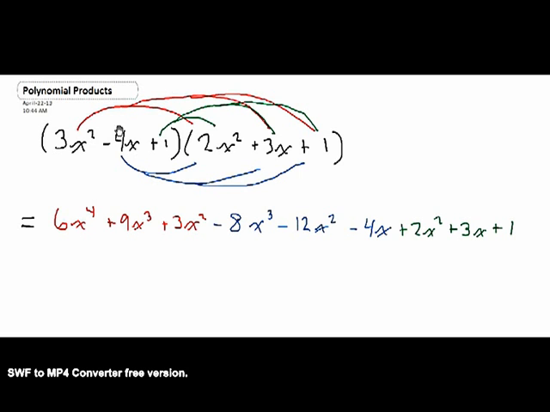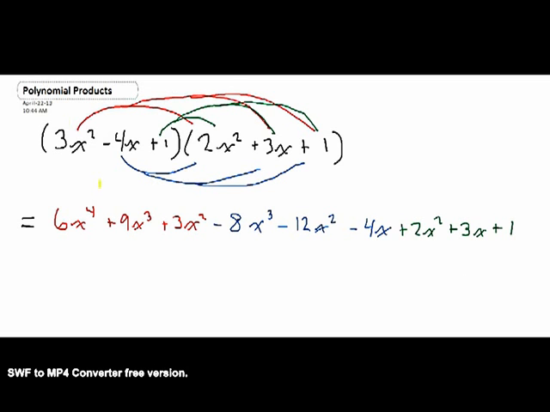Following multiplying negative 4x by everything in this trinomial, we get negative 8x cubed minus 12x squared minus 4x. And then following multiplying 1 by everything in this trinomial, we get this trinomial back again. We get 2x squared plus 3x plus 1. Now we want to practice our collecting of like terms. So if you want to try on your own, you can pause the video or you can follow along with me.